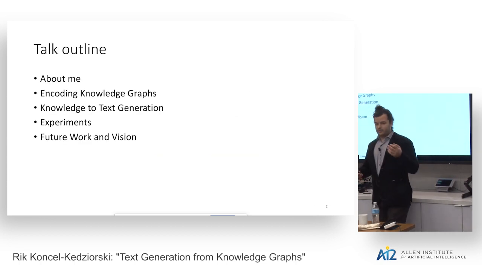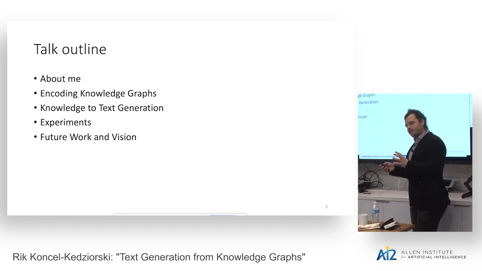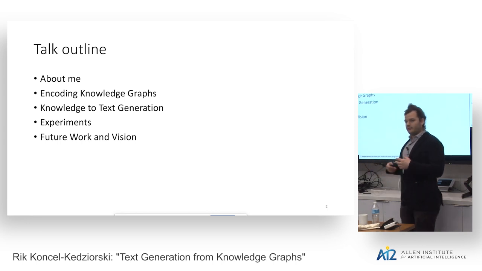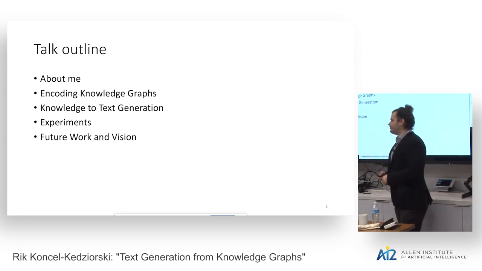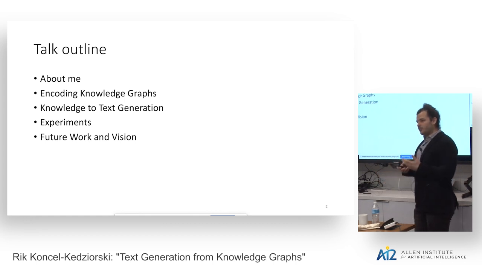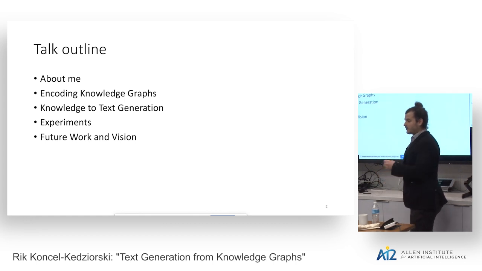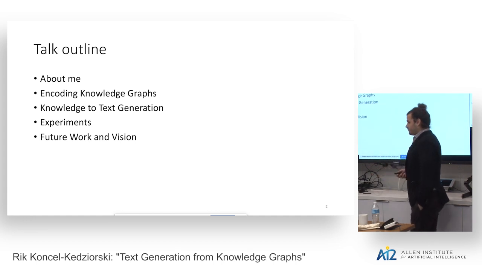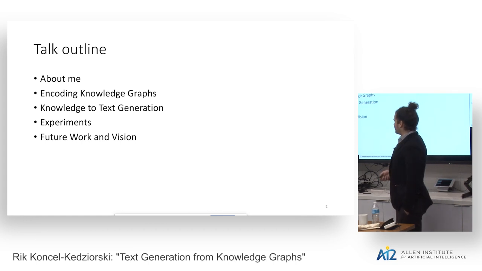In this talk I'm going to tell you, as briefly as I can make it, about me, and then I'm going to tell you about how we encode a knowledge graph that can be used in a variety of applications. The particular application we're going to use that encoding for today is text generation, knowledge to text generation. I'll give you some experimental evidence for the utility of this encoding and this system, and then I'll talk about where we can go with it.